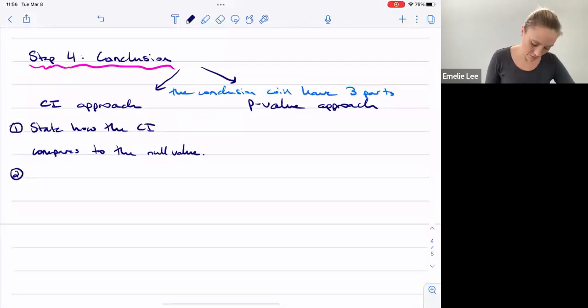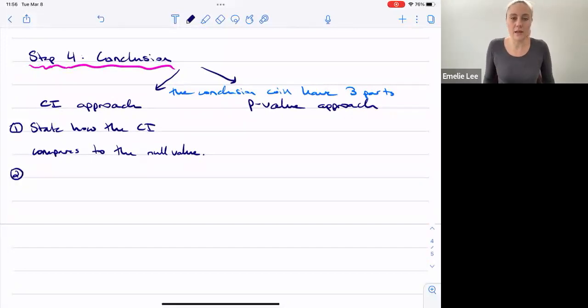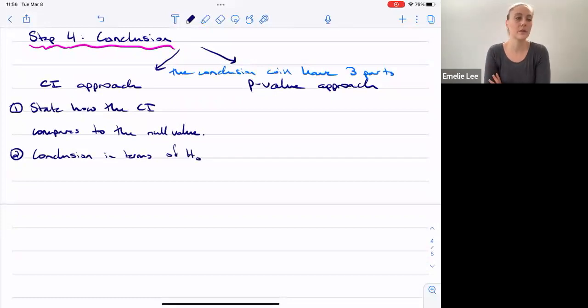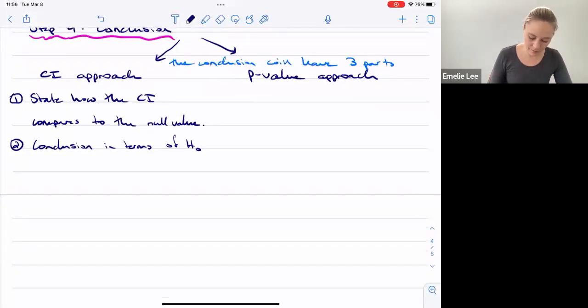Your second step is to say, what does that mean in terms of the null hypothesis? So it's going to be your conclusion in terms of H naught. Okay. And we're going to fill in the gaps here, but I just want to show you the confidence interval approach versus the p-value approach, and then we're going to focus on just the confidence interval approach for now. So the conclusion in terms of the null hypothesis, and then finally, the conclusion in terms of the question.